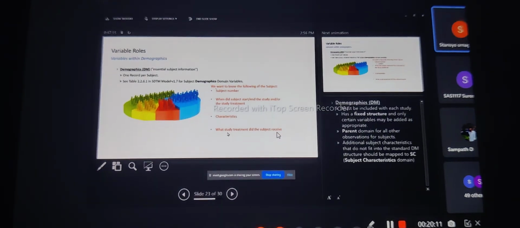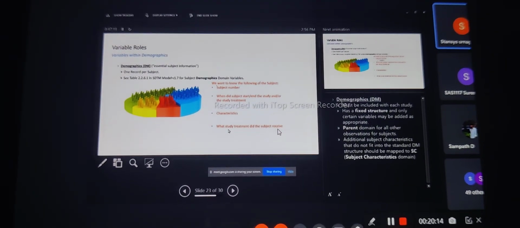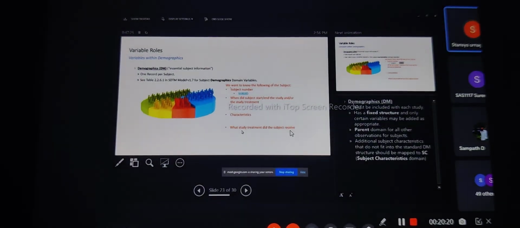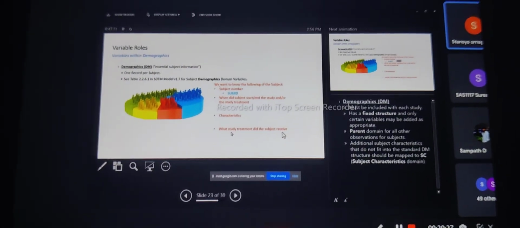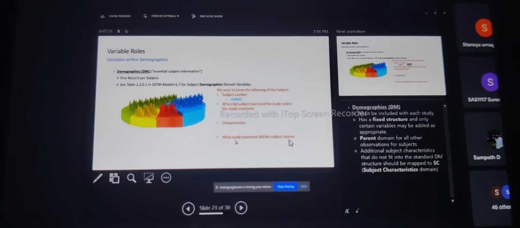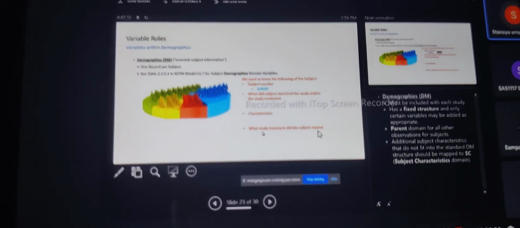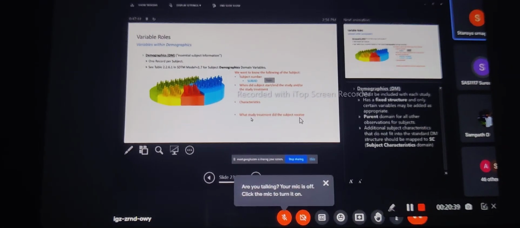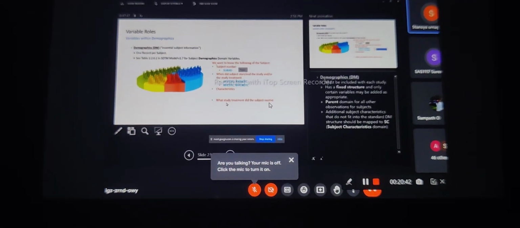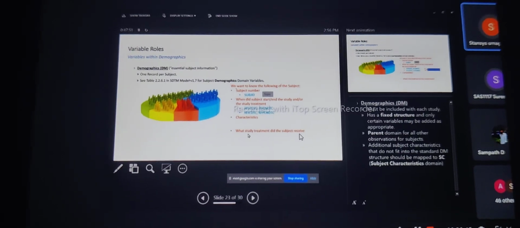Subject number comes under which? Subject ID. And then what is the subject ID? Which type of variable is this? Identifier. Okay. In the DM, the topic variable is subject ID or new subject ID? Subject ID. Okay.